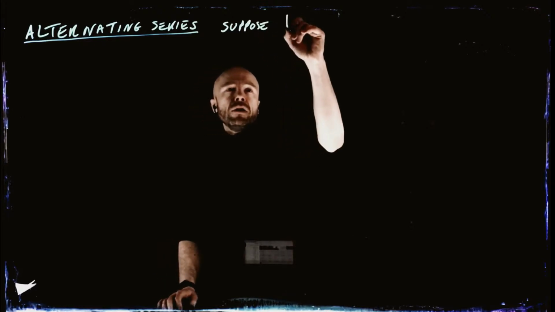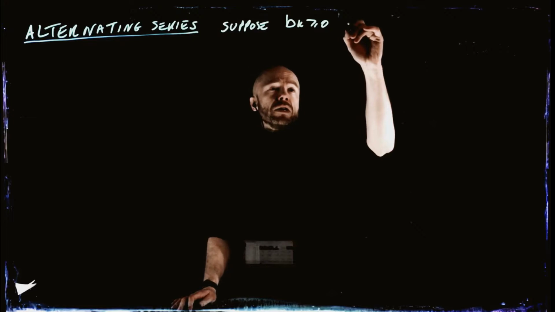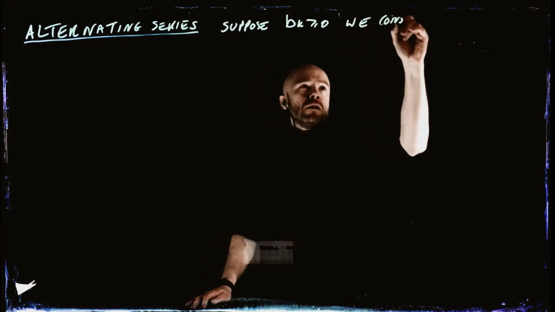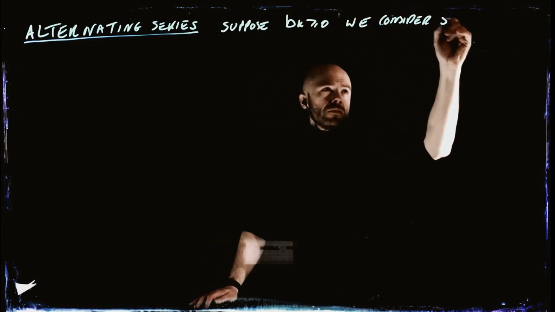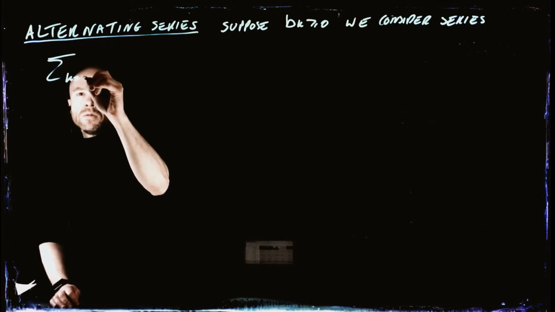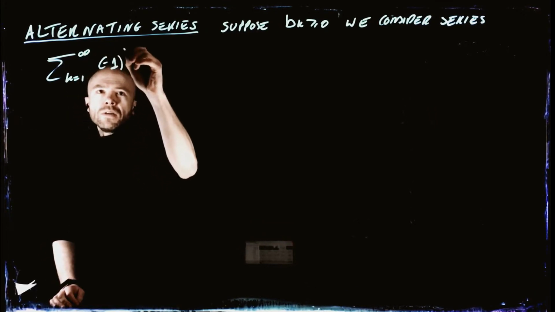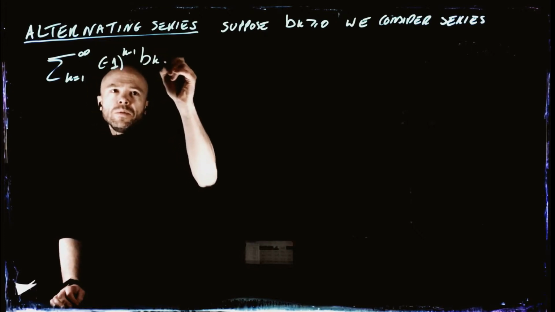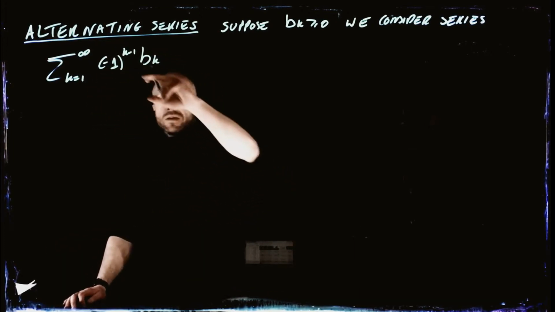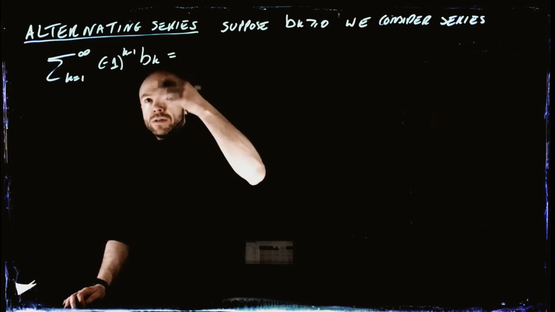Suppose we have bk bigger than or equal to 0. We consider a series of this form: the sum from k equals 1 to infinity of (-1) to the k minus 1 times bk. So this k minus 1 is just so that the first term is positive. It's not an important thing.